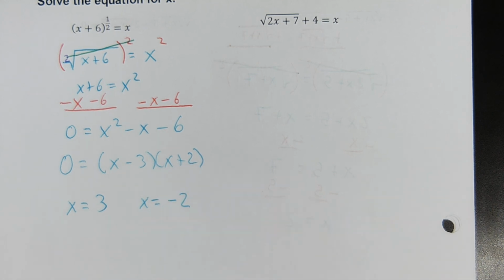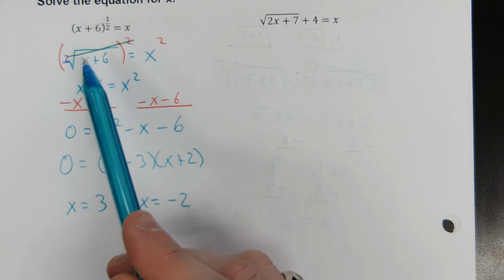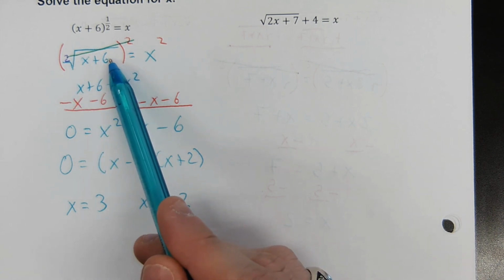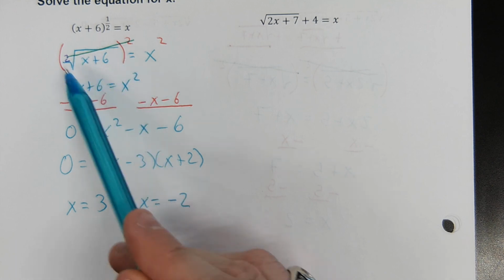We have two solutions. We need to check them, just to make sure we weren't trying to take the square root of a negative number anywhere. We start with this 3. I'm going to go right here because that's where my square root is. 3 plus 6, that says the square root of 9 is 3.